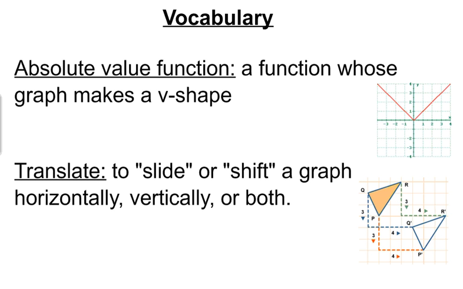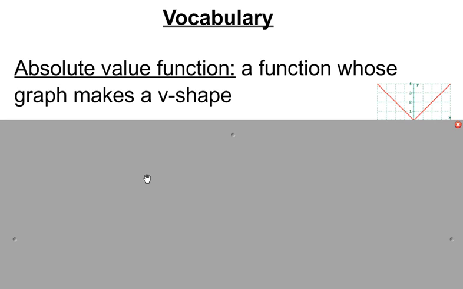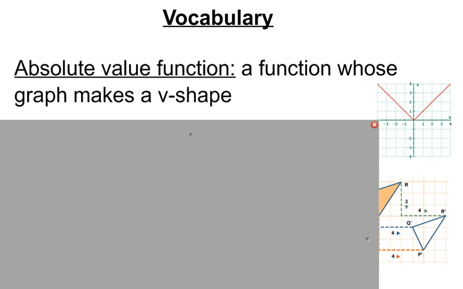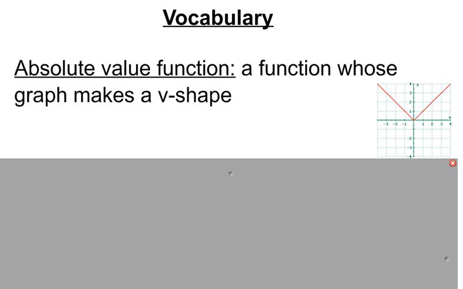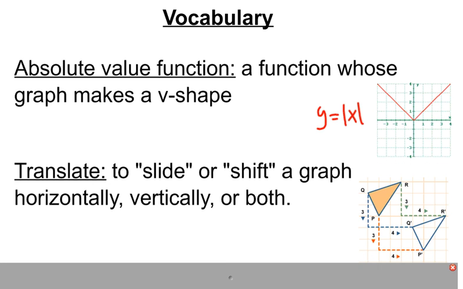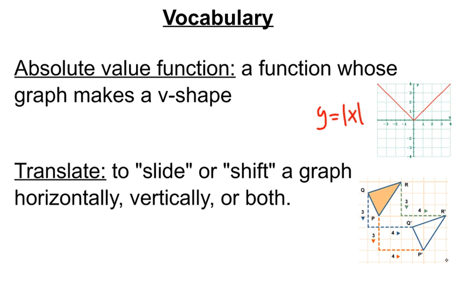So let's start us off. What is an absolute value function? Well, an absolute value function is a function whose graph makes a V shape. Here's a nice picture to the right. That would be the graph of y equals the absolute value of x. It makes a nice V. What does translate mean? If you don't remember, it's a good refresher. Translate means to slide or shift a graph in some direction, vertically, horizontally, or both.